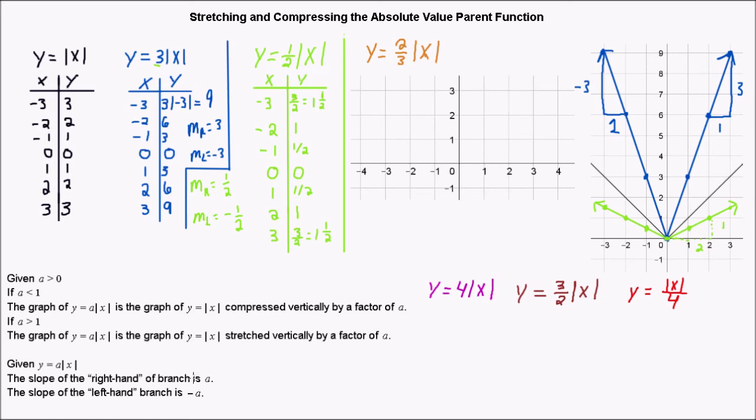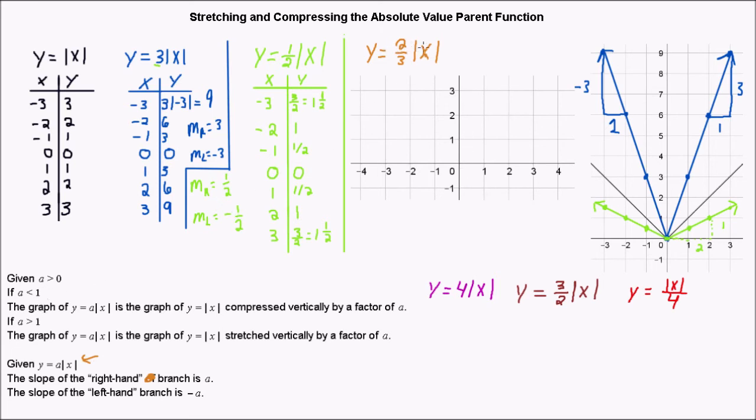And one extremely important observation to make is that the slope of the right-hand branch is a. Given that y equals a times the absolute value of x, the slope of the right-hand branch is a, and the slope of the left-hand branch is -a. So I'm going to use this information in particular to graph y equals 2/3 times the absolute value of x. This is a key observation for graphing absolute value functions. And then I'm going to confirm this observation from the graph.